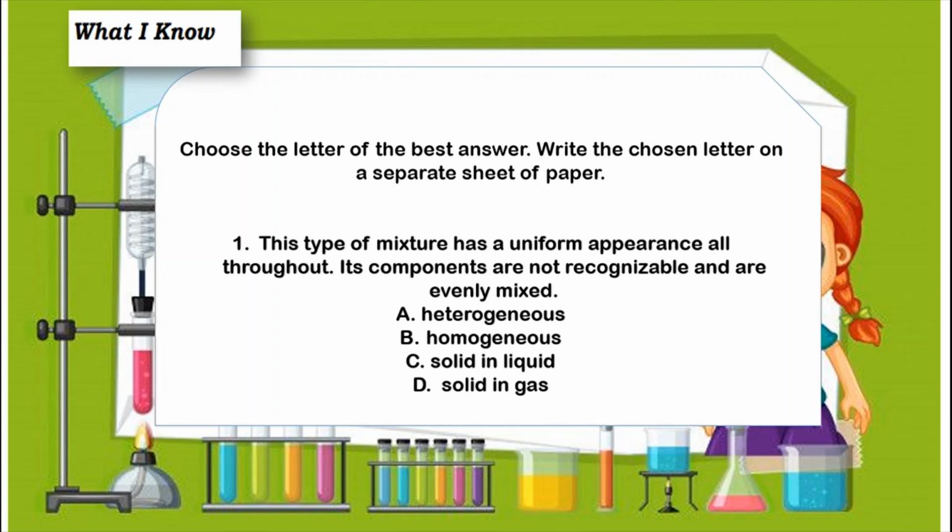This type of mixture has a uniform appearance all throughout. Its components are not recognizable and are evenly mixed. A, heterogeneous. B, homogeneous. C, solid in liquid. And letter D, solid in gas. What do you think is the right answer for this question? Correct answer is letter B.